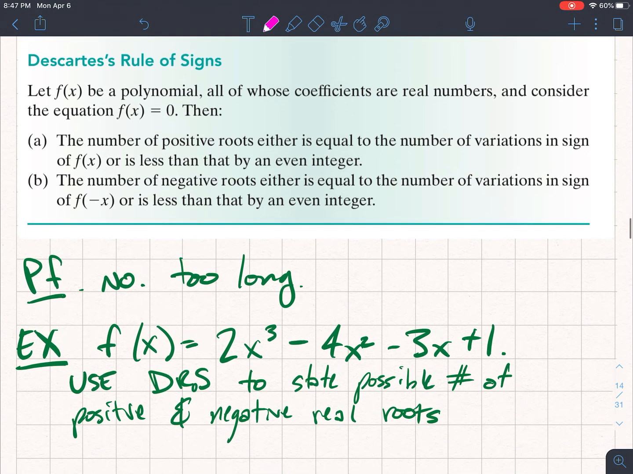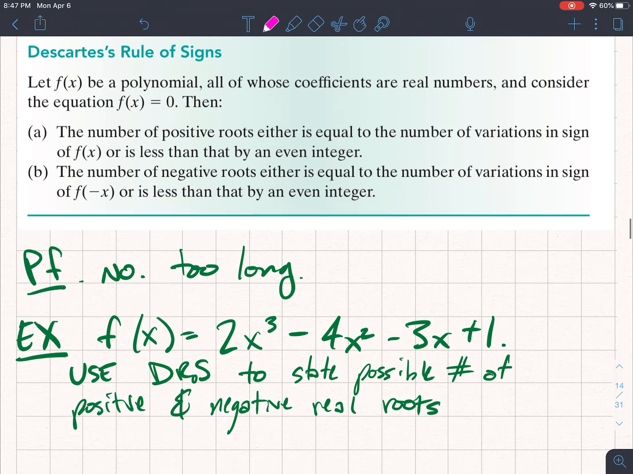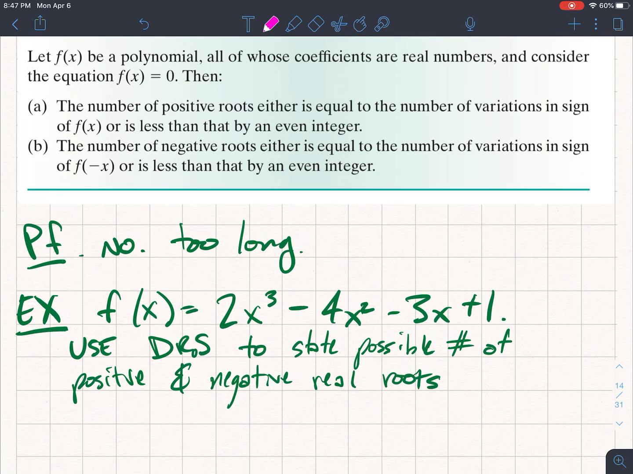Here's a problem. We have this polynomial. I want you to use Descartes' rule of signs to state the possible number of positive and negative real roots. So pause the video, give that problem a shot.